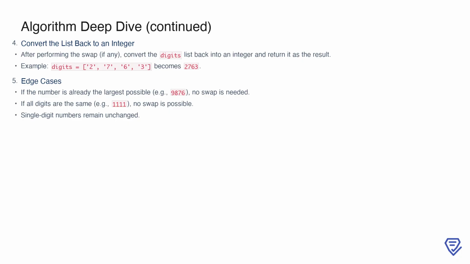If the number is already the largest possible, such as 9876, no swap is needed. Similarly, if all digits are the same, like 1111, no swap can be performed. Single-digit numbers, such as 5, remain unchanged as well. These edge cases are inherently handled by the algorithm since no valid swaps will be identified in such scenarios.